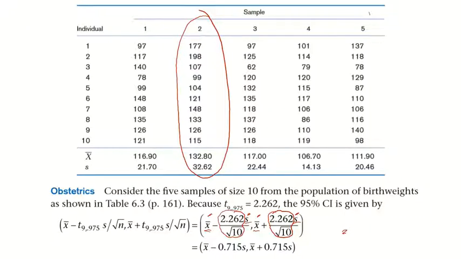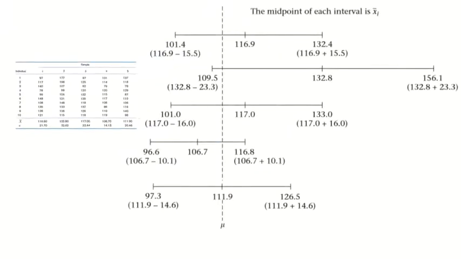And say if you choose sampling number 5, you replace the means with 111.9 and the standard deviations with 20.46. And you'll end up with this notation. So as what you might have already imagined, we will end up with varied confidence intervals for the different samplings. So remember, there are 5 samplings, 1, 2, 3, 4, 5. We also end up here with 1, 2, 3, 4, 5 confidence intervals.